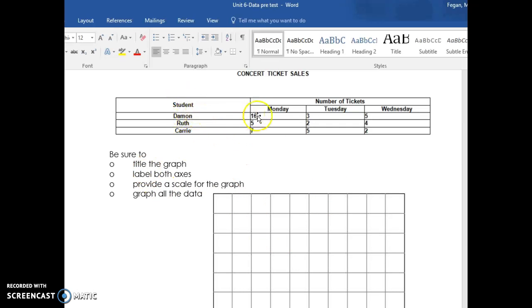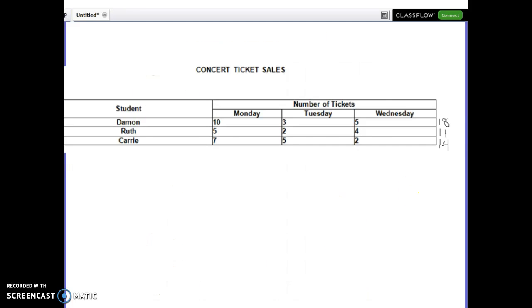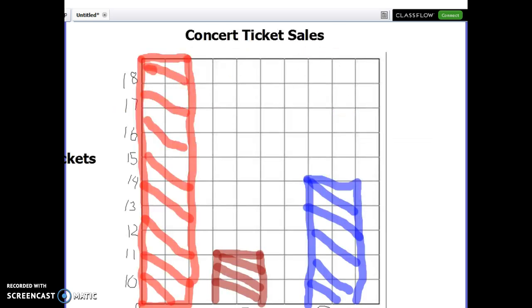So we figured out that Damon had 18. Damon had 18, Ruth had 11, and Carrie had 4. So you can go ahead and use these labels and titles on your bar graph. Your x-axis would be your students, your y-axis would be the number of tickets. Your title is the concert ticket sales.